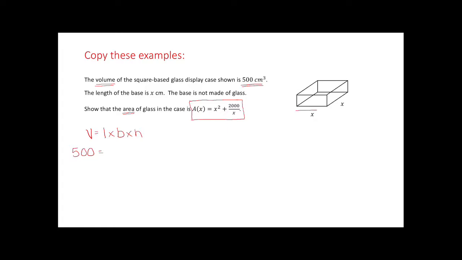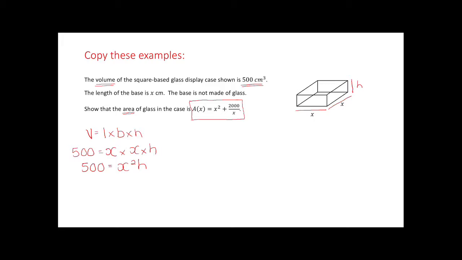Our length is x. Our breadth is also x. And we're not actually given anything for the height, so we're just going to call this h. So we're timesing it by h. That can be simplified to 500 equals x squared h. Right now, that's as far as we can go with that, so we're going to have to stop there.